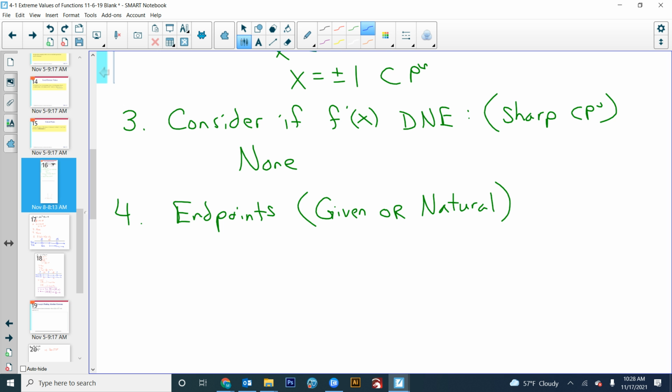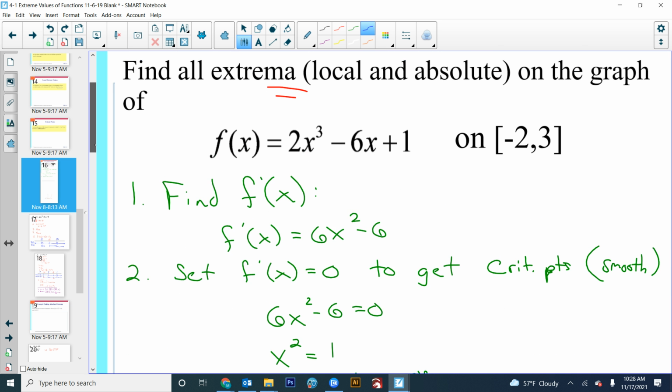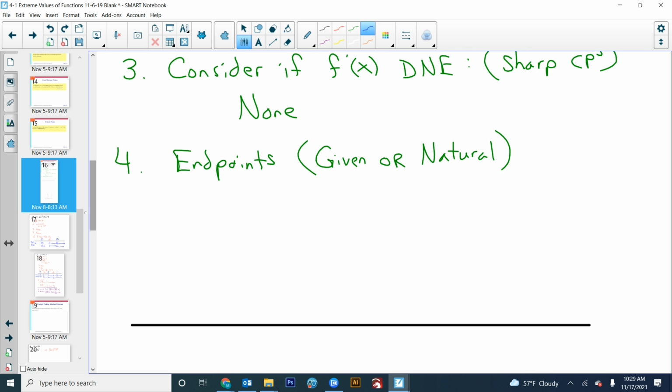Well, does this function have any given endpoints? Yeah, -2 and 3. X equals -2, endpoint. X equals 3, endpoint.